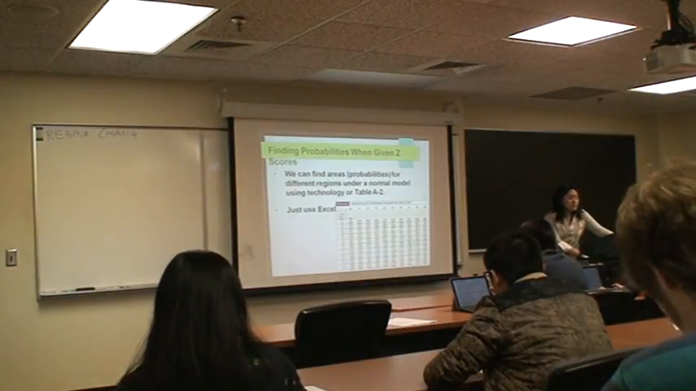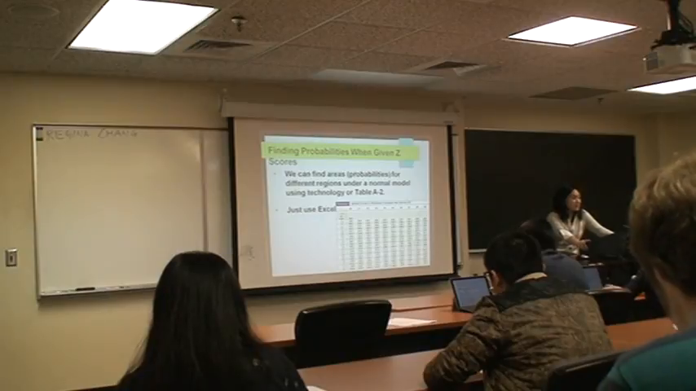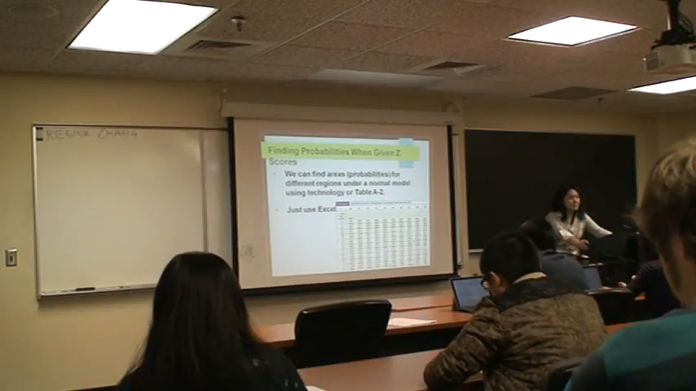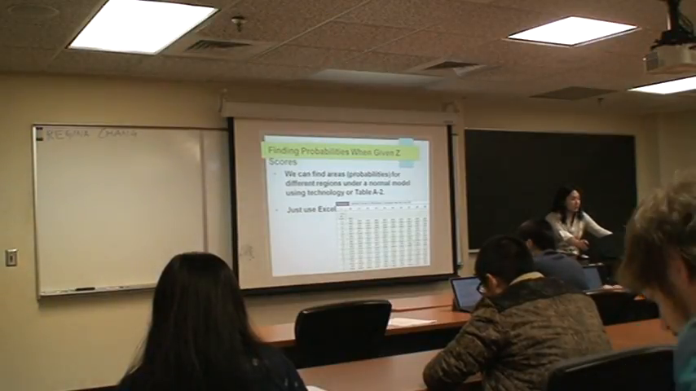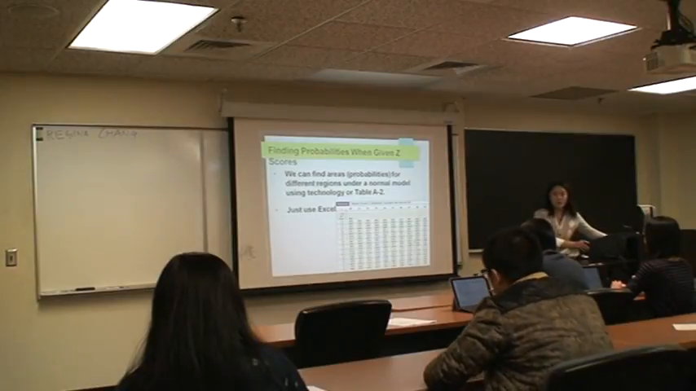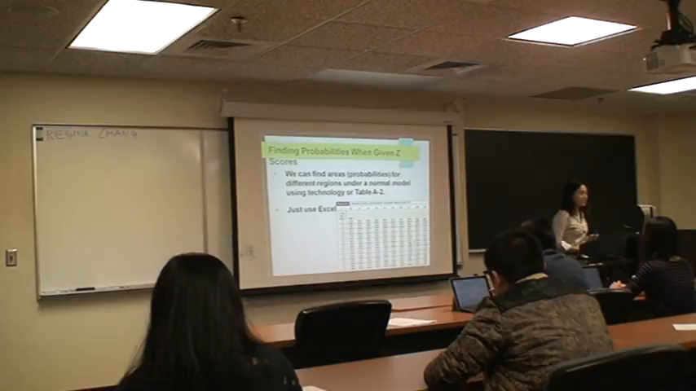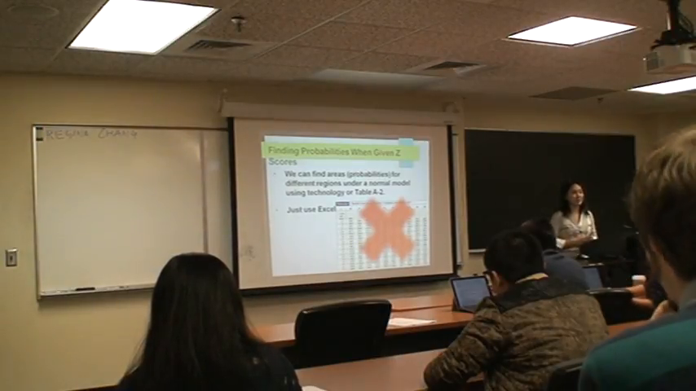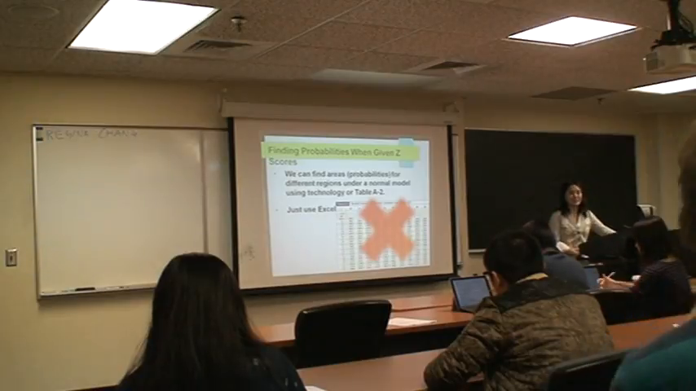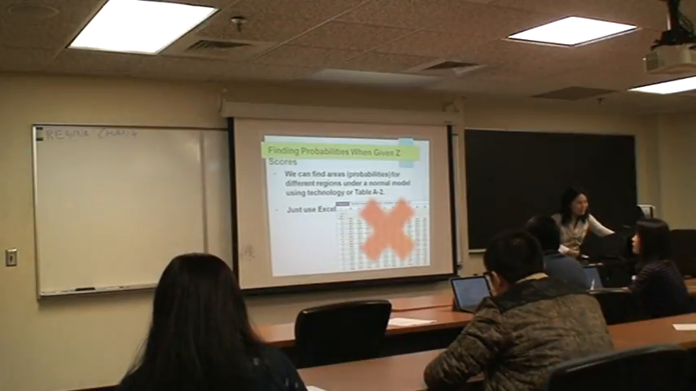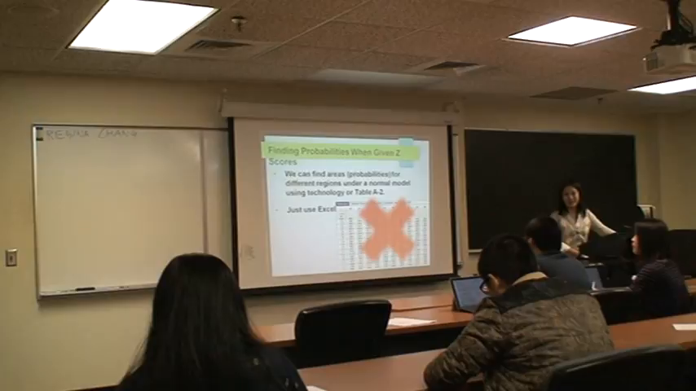We can use different technologies, different ways to figure out what is that area under the curve given a z-score. You've probably seen your homework or your book reference this chart, table A2. I'm going to ask you to just ignore the chart, and I will show you how to use it in Excel because it's easier and fewer mistakes are made. If you do want to learn how to use the chart, please come by my office hours. I'll be more than happy to show you.